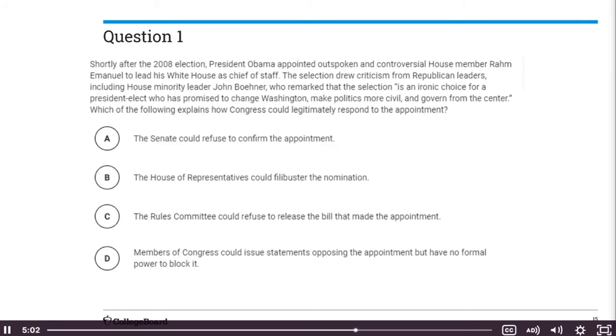So which of the following explains how Congress could legitimately respond to the appointment? That would be they can't do anything. They can write a statement and it'll go in a file somewhere. But they don't get to have any input on those White House staff positions. But it's an opportunity to voice themselves and have something to say, but no formal power to block that.